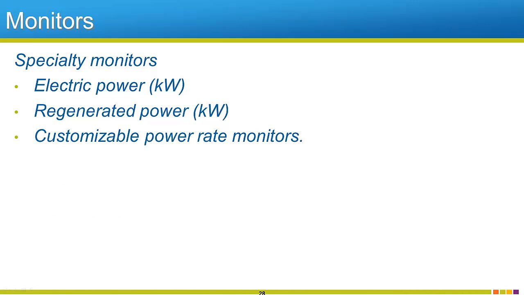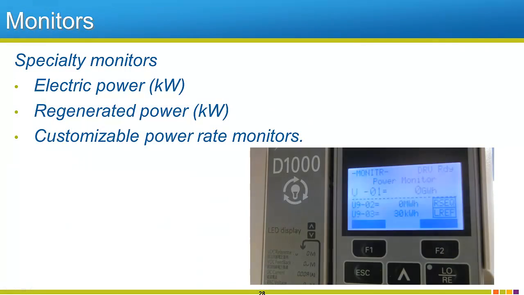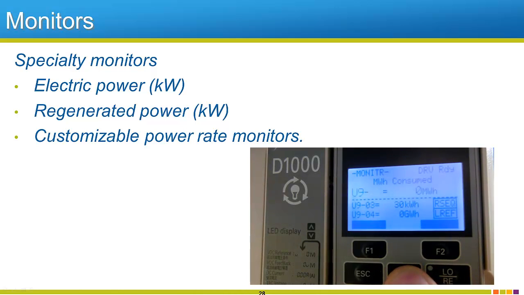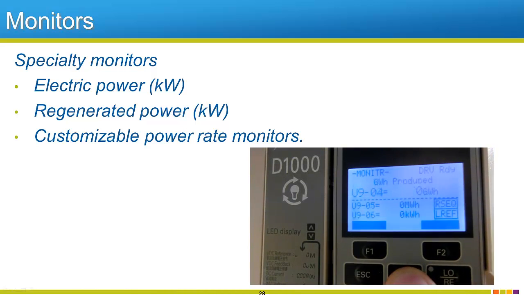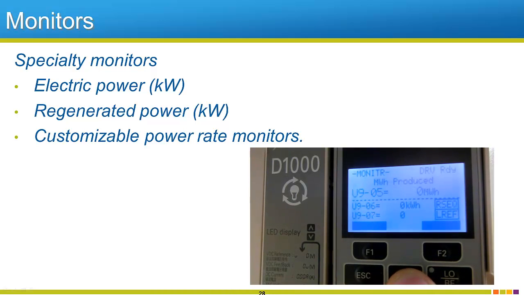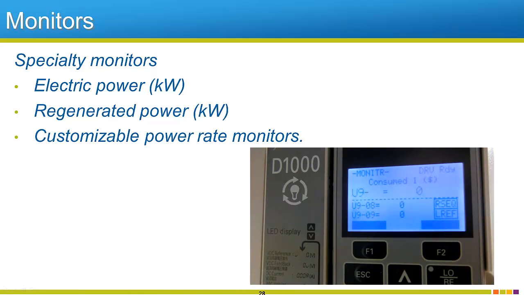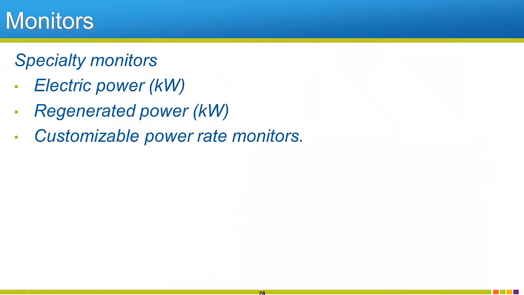There are a number of special monitors that are available based on the main reason why the D1000 was developed, and that reason is energy savings. Electrical power consumed can be viewed in kilowatts along with the regenerative energy that is produced from the unit. The D1000 features the ability to program your current power unit price right into the parameters. By doing this, you could take advantage of additional monitors that calculate the money spent to consume electrical power and also the money that's saved based on the regenerative power created.